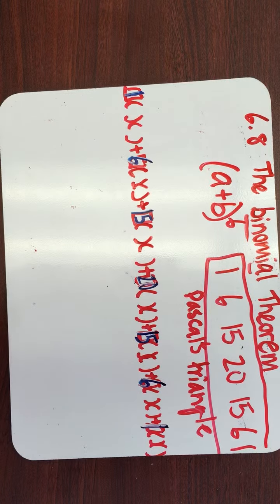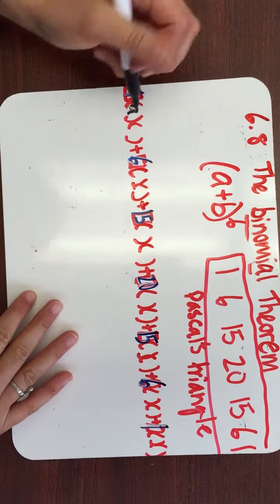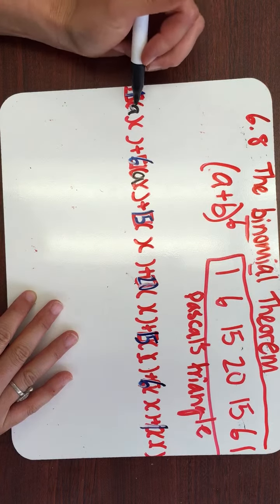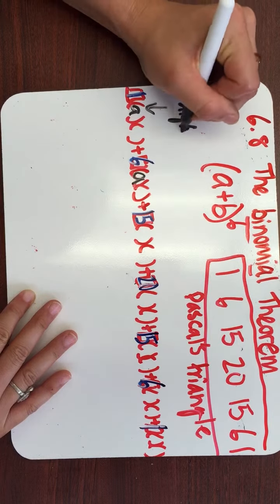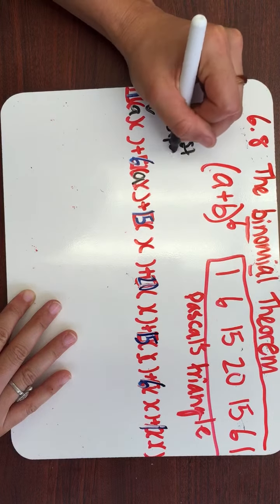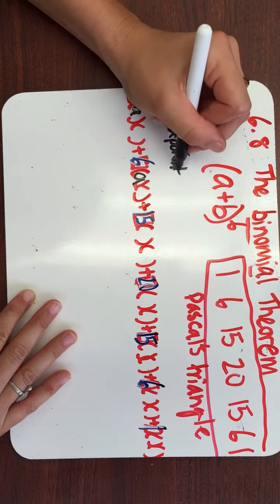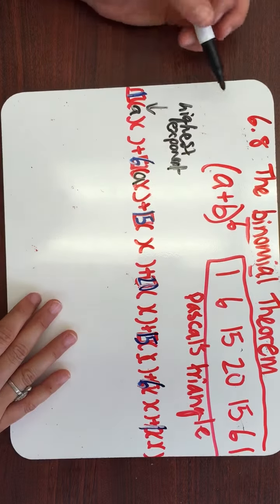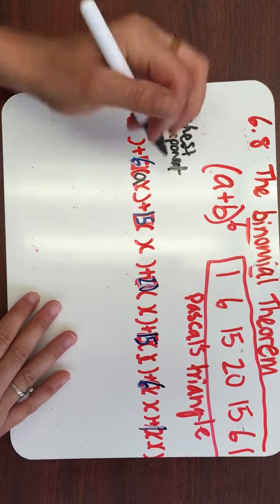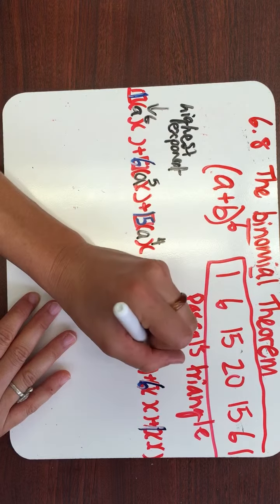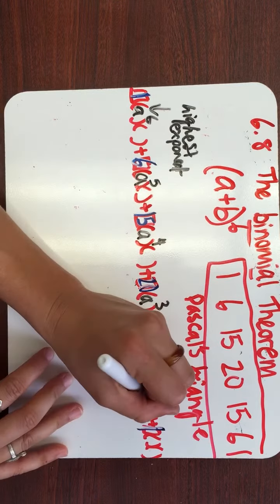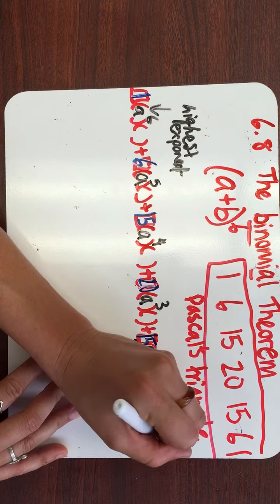And then what we're going to do is start out with the highest value, so this will always have an a in it. This first term will always start with the highest exponent, which is the 6, because we're going to the 6th power. So this will be a to the 6th, then a to the 5th, a to the 4th, a cubed, a squared, a to the 1st, and a to the 0.